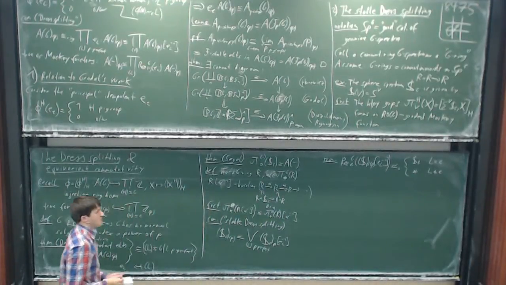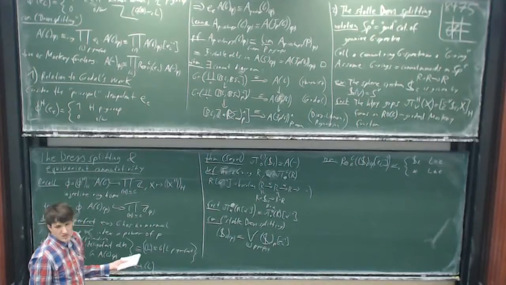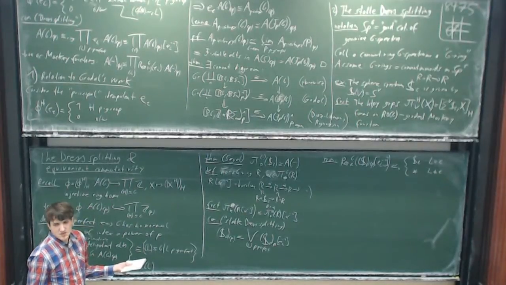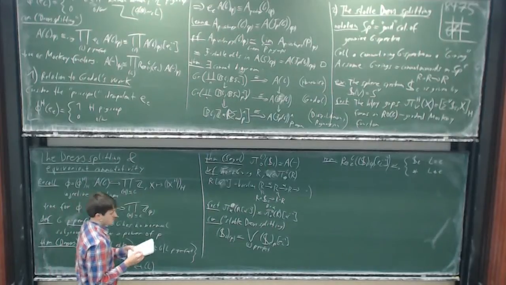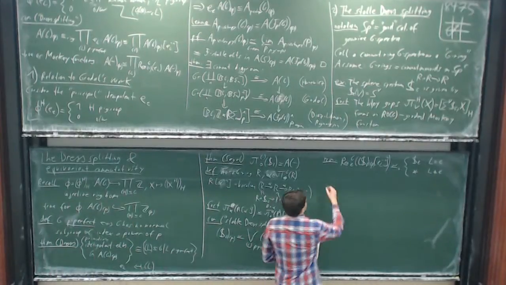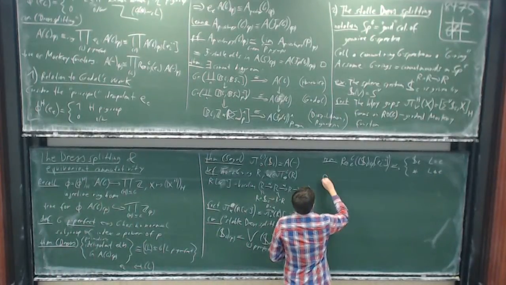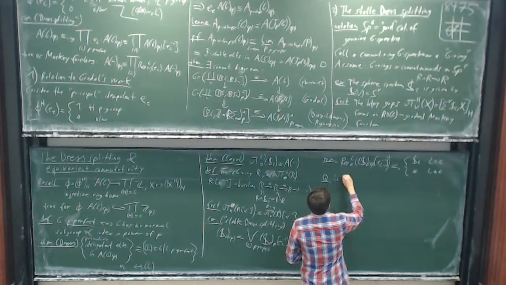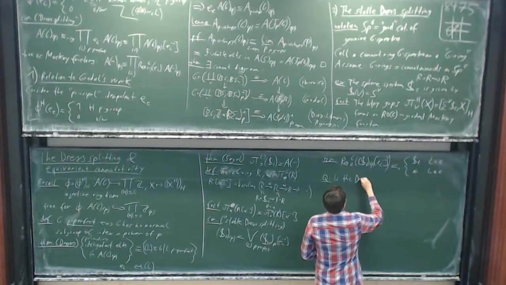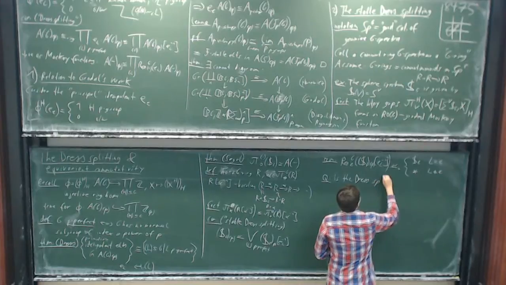So it also says that non-equivariantly, the splitting is not really a splitting, it's trivial. You say x is x plus 0. And now the question that Irakli just mentioned: is the Dress splitting multiplicative?